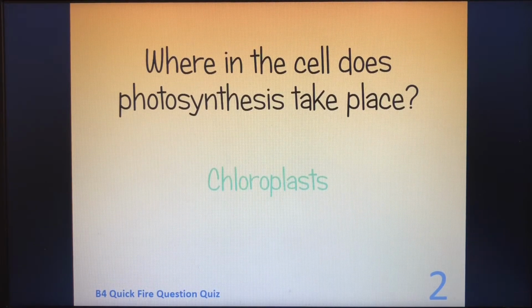And the answer is the chloroplasts. Okay, containing that green pigment chlorophyll, which makes leaves green.